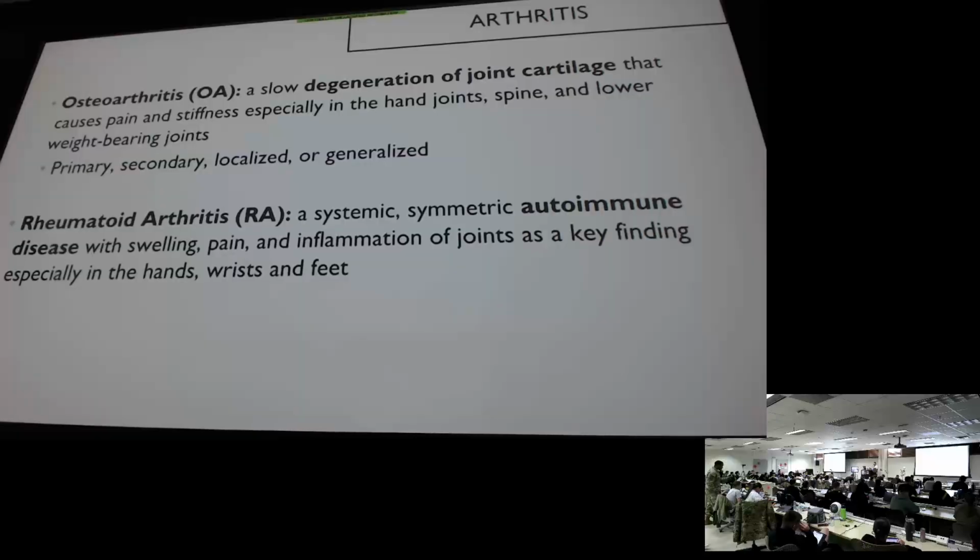And then we have RA, rheumatoid, systemic, symmetric, autoimmune, very different. So you'll hear people often say, oh, arthritis. Well, you've got to differentiate that into OA versus RA. One is a chronic breakdown, right? Wear and tear, OA. Rheumatoid, systemic, symmetric, autoimmune disease, swelling, pain, inflammation, usually symmetric, being both bilaterally. Hands, wrists, and feet is where you're going to see it show up.